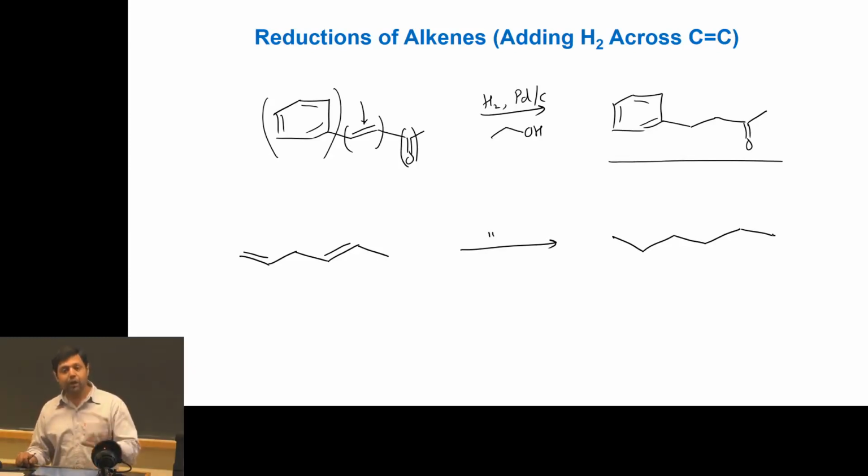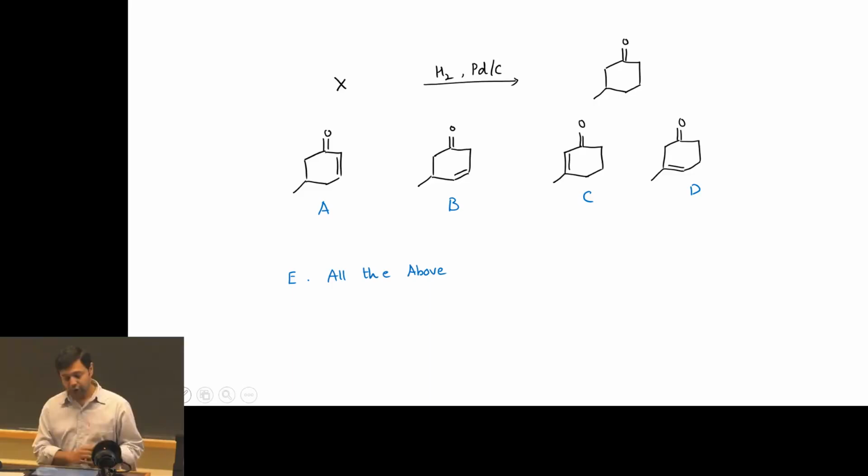All right. So key points about reduction reaction: it is a heterogeneous reaction. Hydrogen is used in excess. It's always a syn addition of hydrogens to the double bonded carbons. And finally, arene as well as C=O will tolerate these reaction conditions. All right. So here is a question for you on reduction reaction. You can pause the lecture here to answer this question.